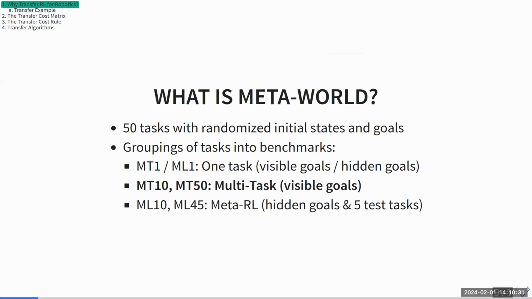MetaWorld also comes with a set of task sets that have different properties, which is a set of pre-selected tasks. In this work, I'm almost exclusively going to focus on MT10 and MT50. They're just two different sets of selected tasks. 10 is a certain set, 50 is another set. And with these, the MT indicates multitask, which for MetaWorld really just means the goals are visible, whereas the meta RL tasks are required to infer the goal as part of the partially observable setup.